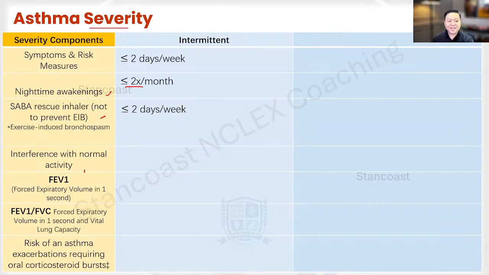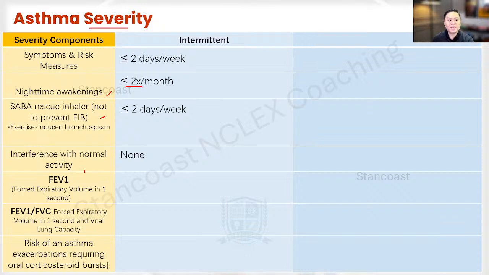Now, as far as interference with normal activity, well, there's really none. It doesn't really interfere with their lifestyle. However, with the use of the SABA or the short-acting bronchodilator, they're not usually going to be affected, especially if they're exercising, okay? So that's the big deal right there.